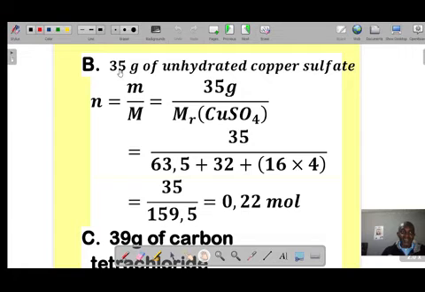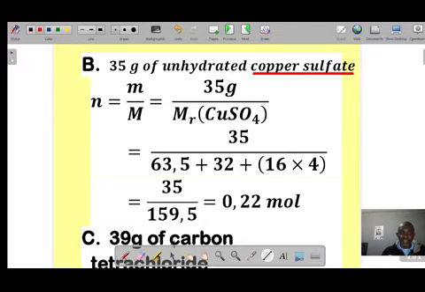Part B, they say 35 grams of anhydrous copper 2 sulfate. So the mass is 35 grams, and because they're saying copper 2 sulfate, I need to find the molar mass for copper 2 sulfate, which is my capital M, then I divide. So I get 35 grams divided by the molar mass of copper 2 sulfate. From the periodic table, copper is 63.5, sulfur is 32, and oxygen is 16, but because there are 4, I say times 4 here.